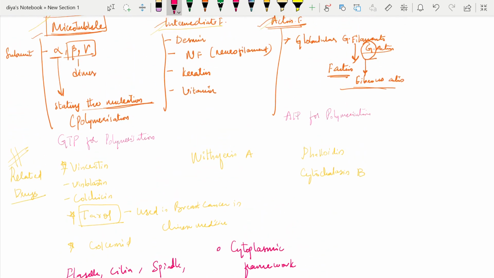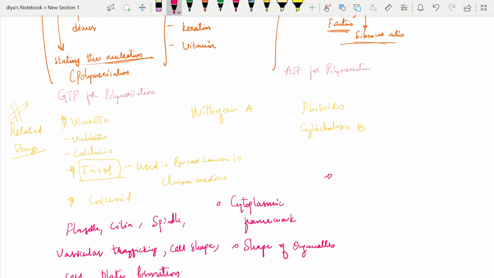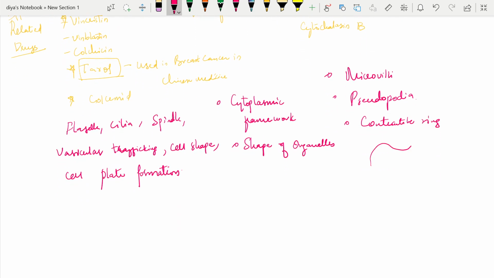When coming to the actin filaments, these are found to form the microvilli, and pseudopodia, and the contractile ring. This ring is found when the cell is dividing, you find a ring here. So this ring is called the contractile ring.